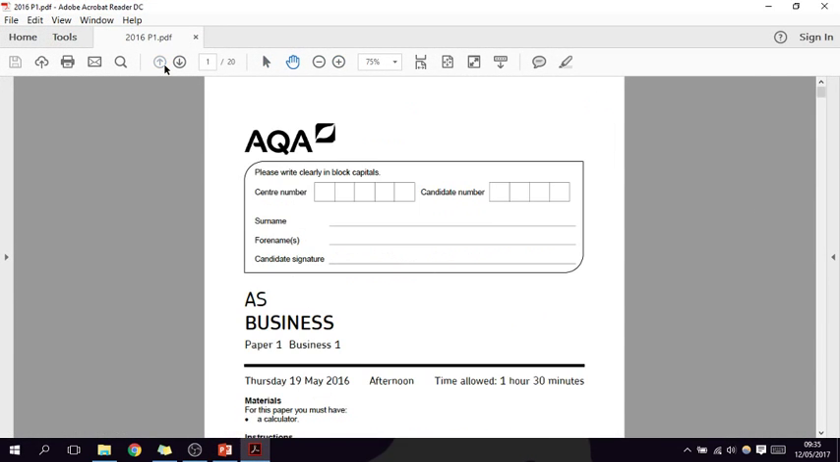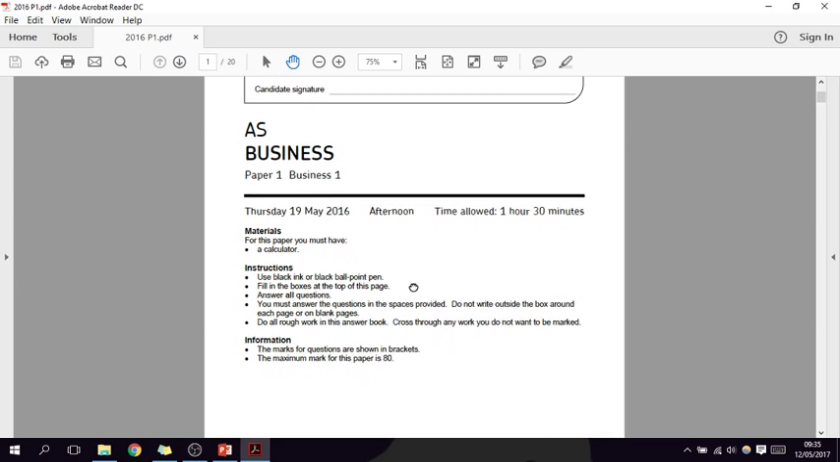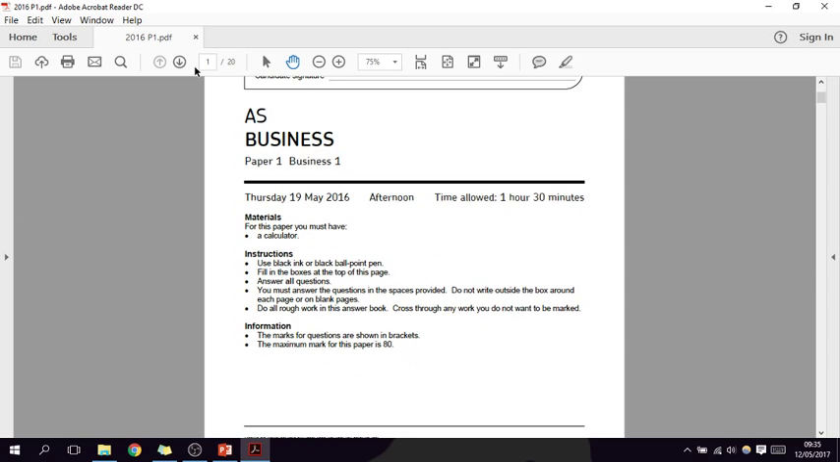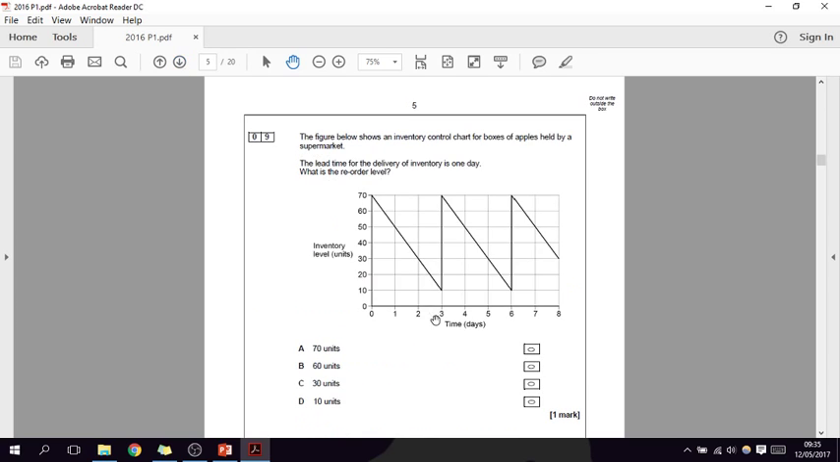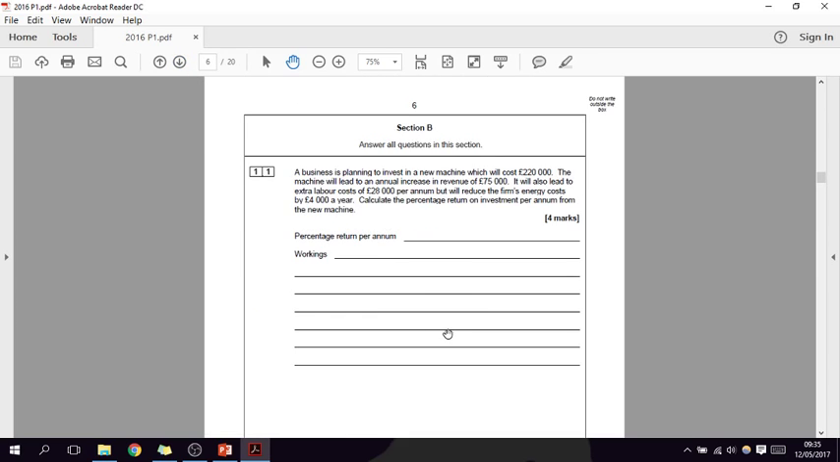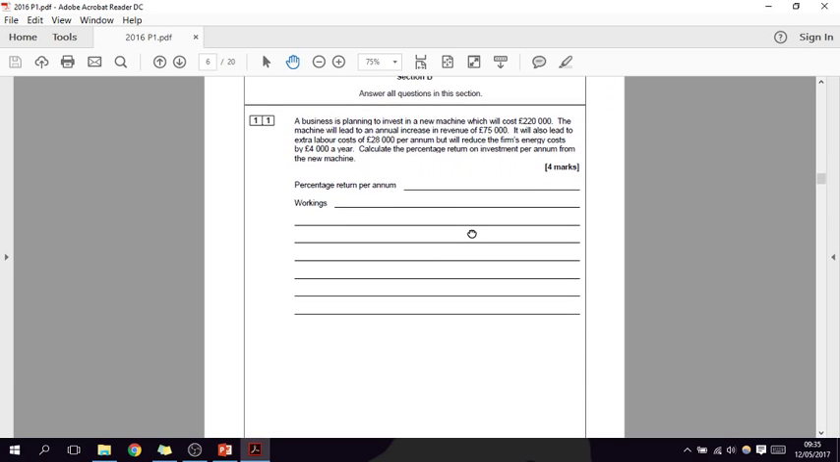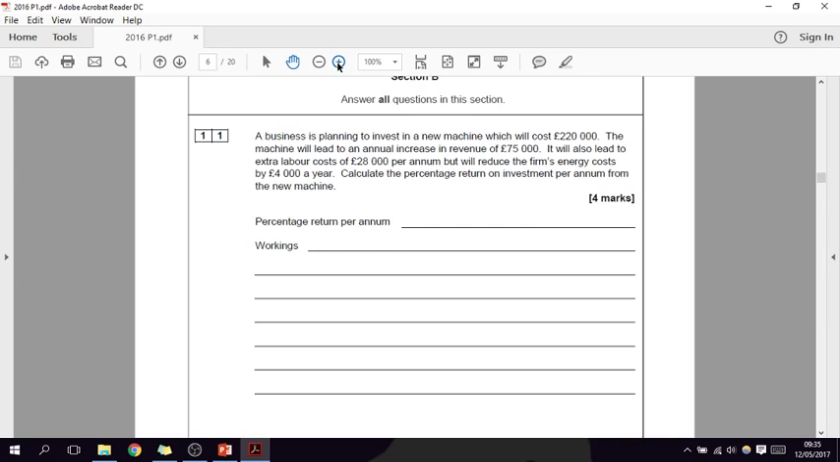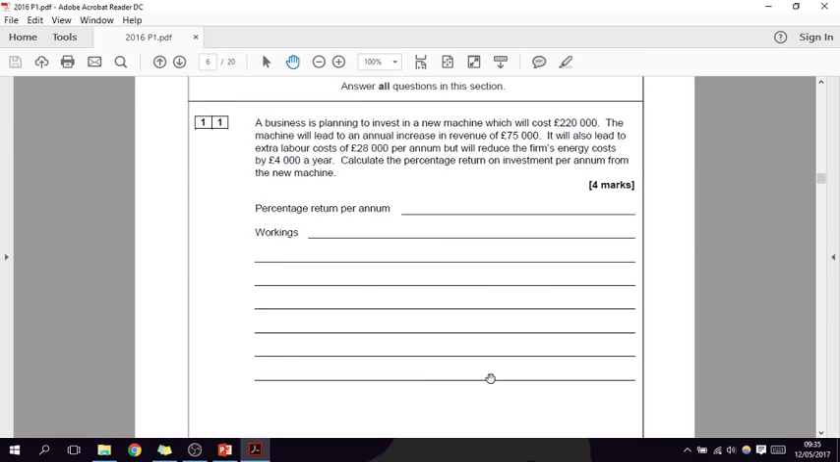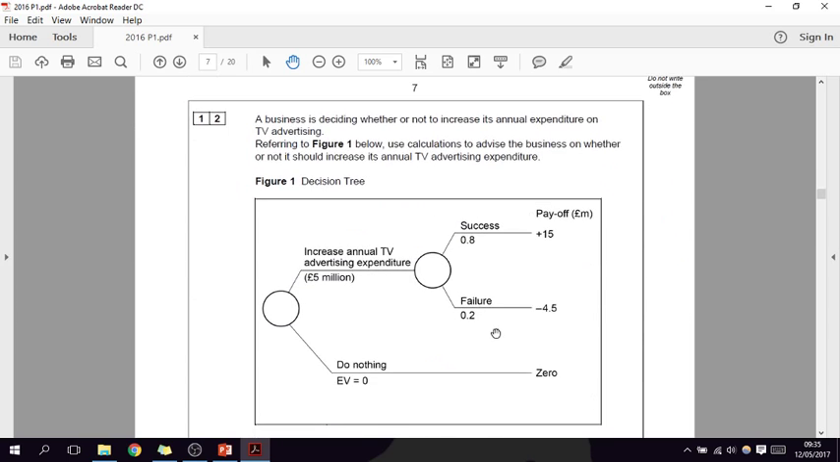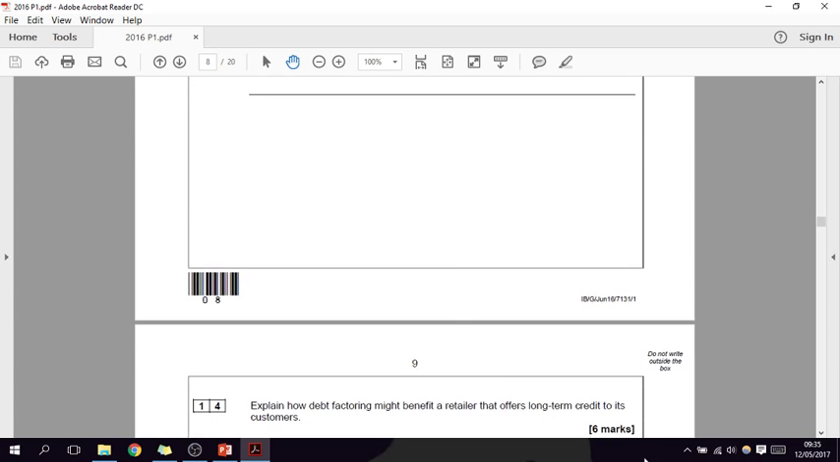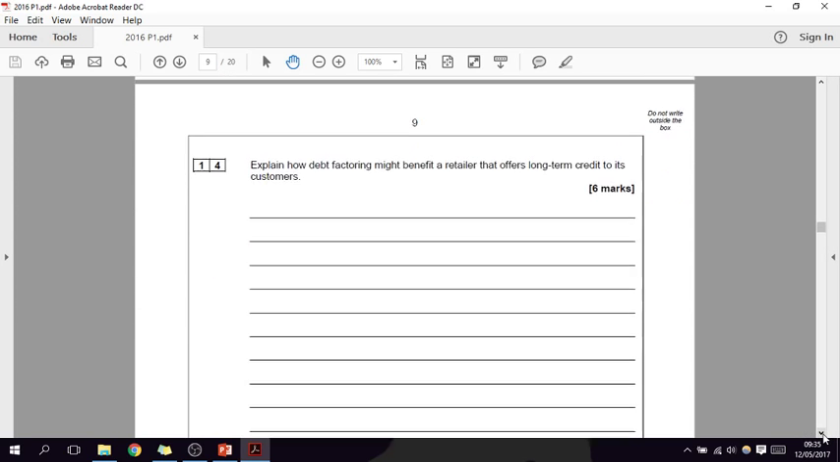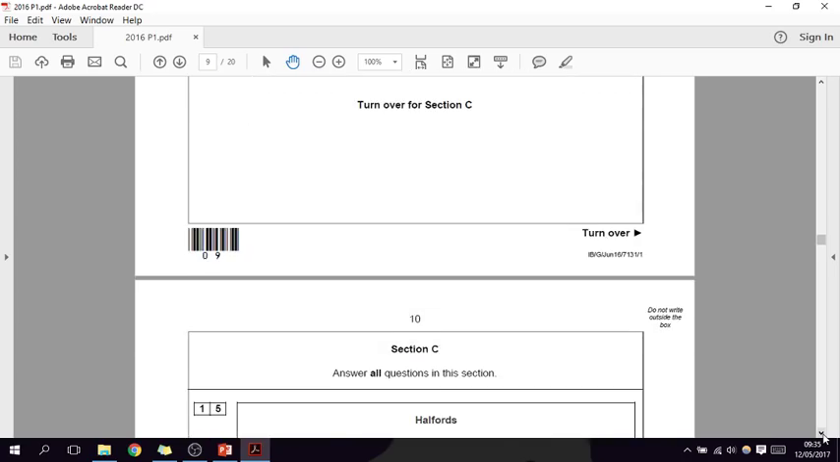So this is what the front of the paper looked like last year, 2016. So you come in, you write your name on that, etc. And then we're into the 10 multiple choice questions. Try and get through those as quickly as possible, 10 minutes maximum on those. Then we are into the short answer questions, which tend to be made up of calculations, another calculation question for 5 marks, explain question for 5 marks, and we've got a 6-mark question there as well.